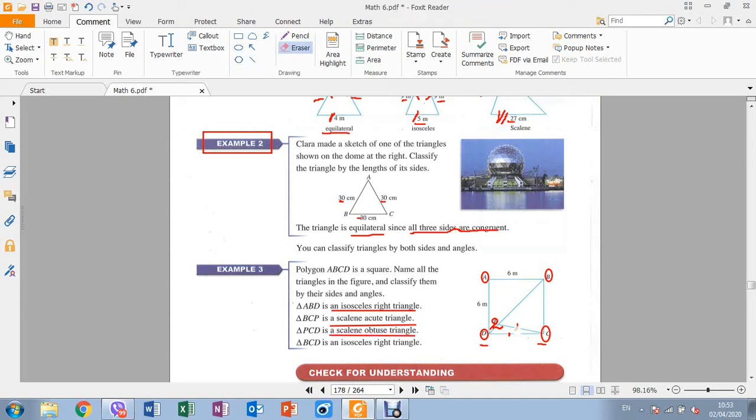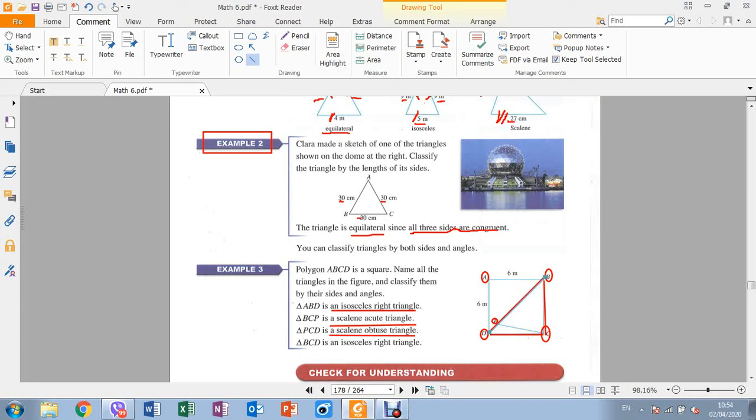Okay, very good. Now we write the last triangle, BCD. Look, I show them. This triangle BCD.